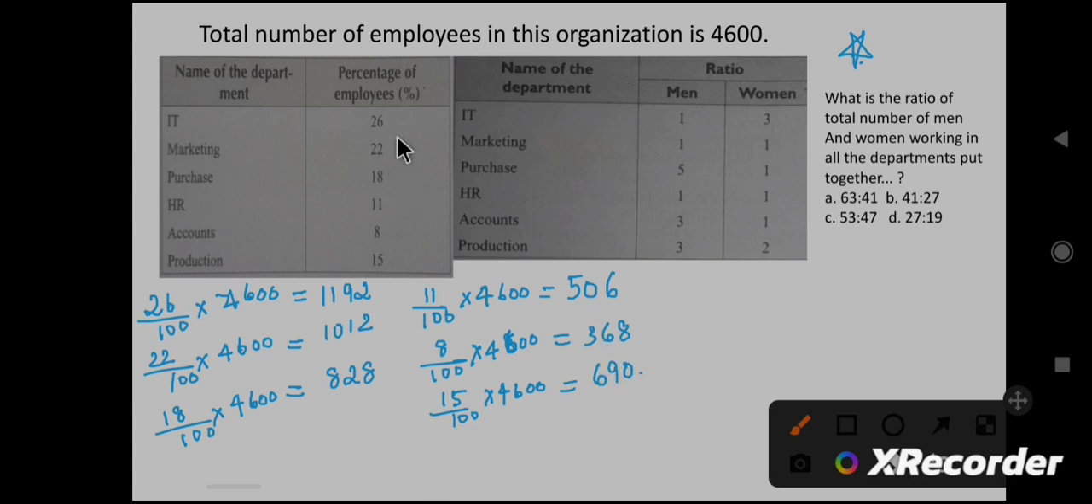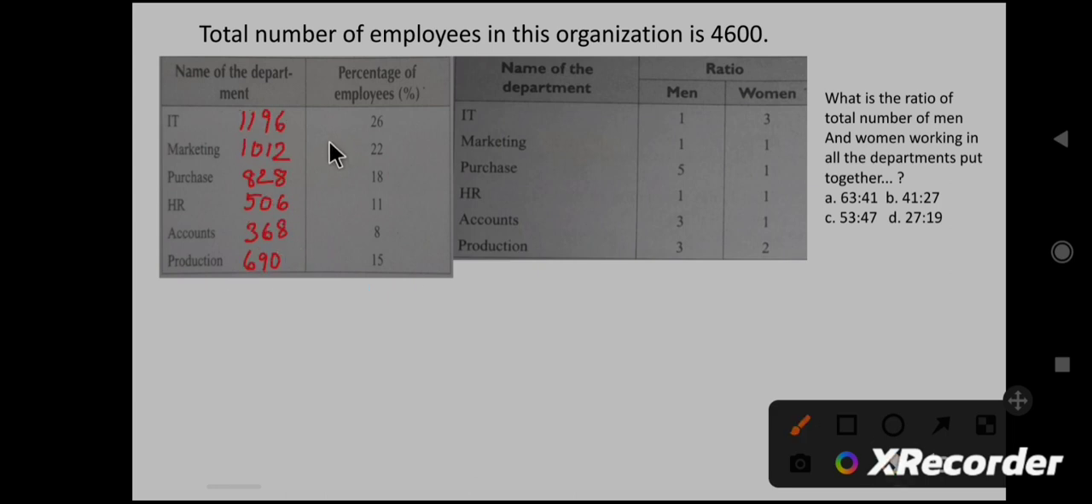So let me write all these things over here. So here they have given it in percentage, and here we are writing it in number. Total, how many employees are there. Okay, so after knowing the number of employees in each department, now we need to know the number of employees, men and women, in each department. So here what we have to do is divide these numbers by the total of these two.